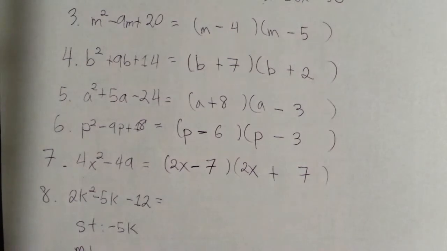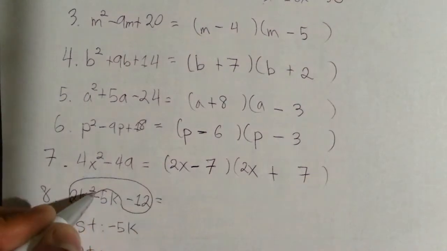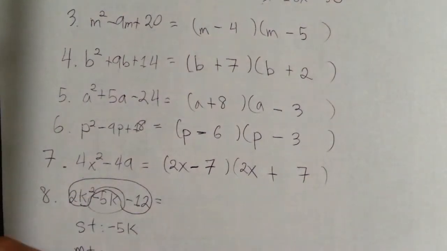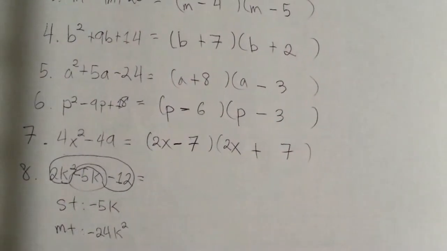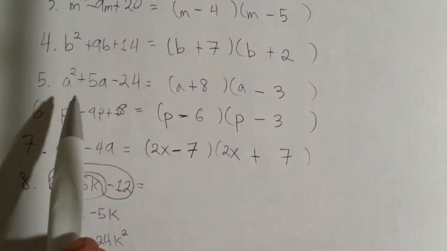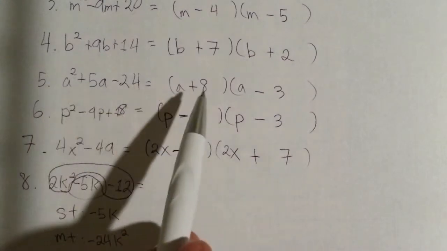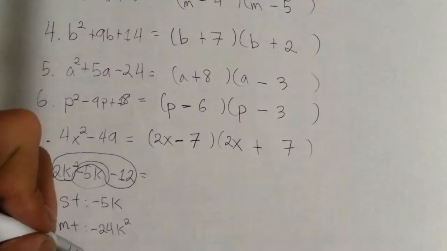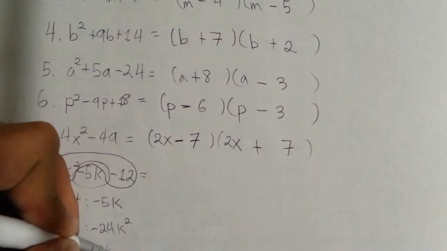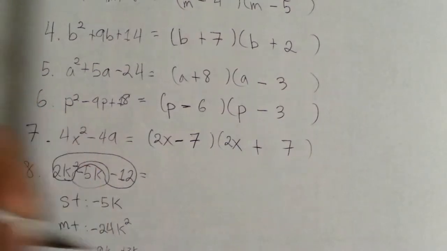So our product, our multiplies to, would be 2k squared times negative 12, which makes a negative 24k squared. So we'll want to think of factors of negative 24 that add up to negative 5. In this case, since it's a negative product, they would need to have a difference of 5. Again, if we go back to one of our previous examples, number 5, 24 and 5, 8 and 3 have a difference of 5, and we want a negative 5, so in this case we'll want a negative 8k and a positive 3k to fill in our box.